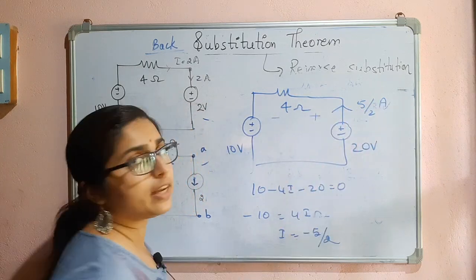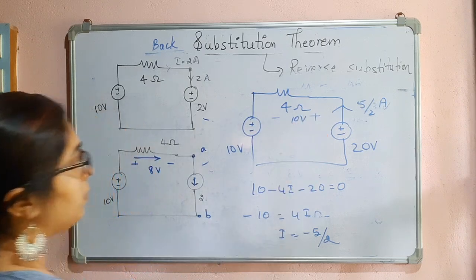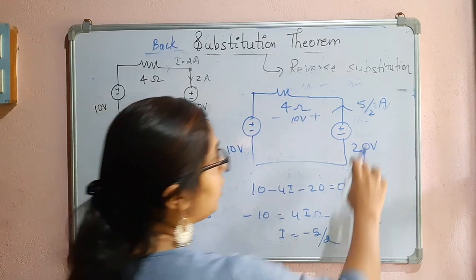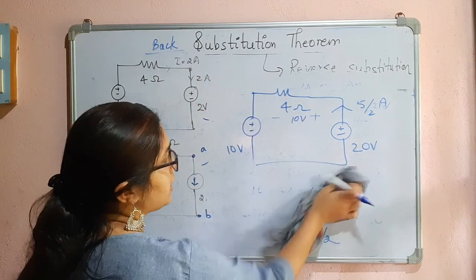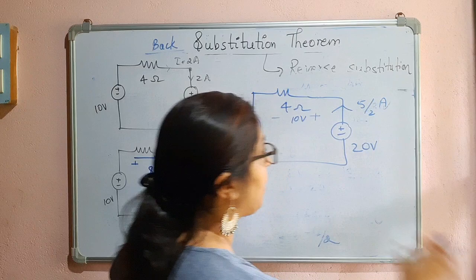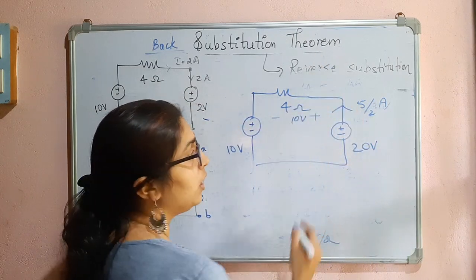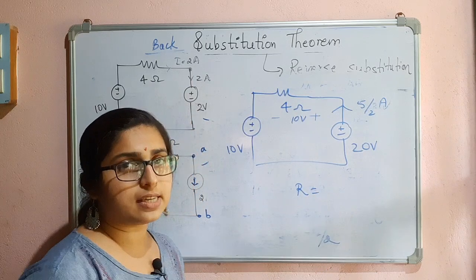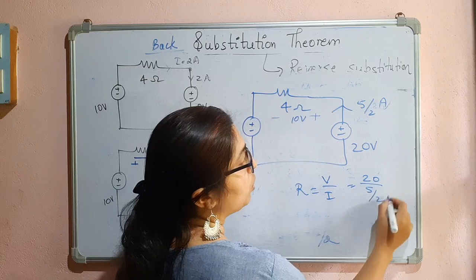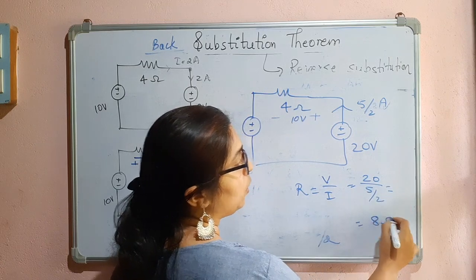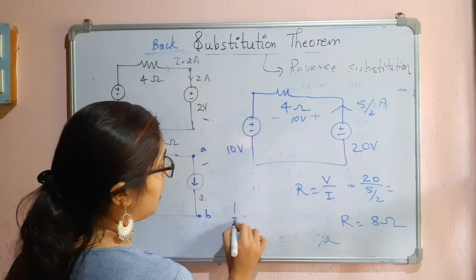So you will have the voltage drop like this. That will be 10 volts. So now this one is 5 by 2, this one is 20. Now you can see that this voltage source is delivering power. It is delivering power because the current is leaving the positive terminal. So if I want to find the value of resistance, what will happen? V divided by I, so 20 divided by 5 by 2. So this one will be 8 ohms, right? 8 ohms. So if I replace this now, what will happen?